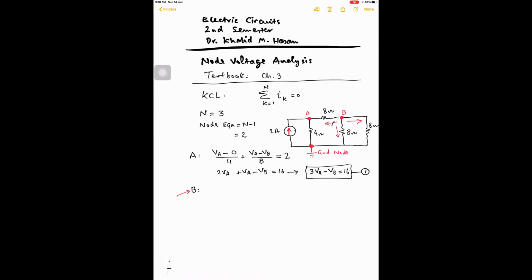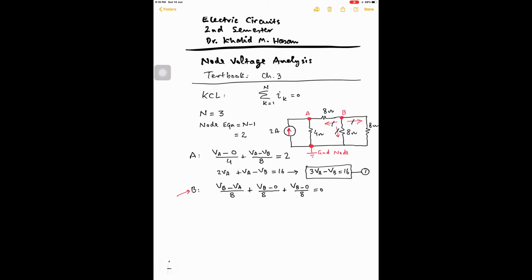What is the current flowing from node B to node A? It is VB minus VA, the voltage drop from node B to A, divided by the resistance between these two nodes. This is the current flowing from node B to node A through the 8 ohm resistance. There is another current flowing from node B to the ground node: VB minus 0 divided by 8 ohm. And the third current, also flowing from node B to the ground node, is VB minus 0 divided by 8, and the sum is equal to 0.